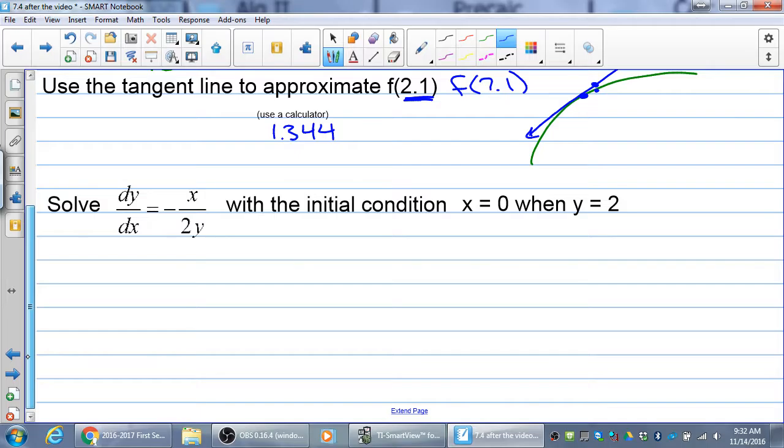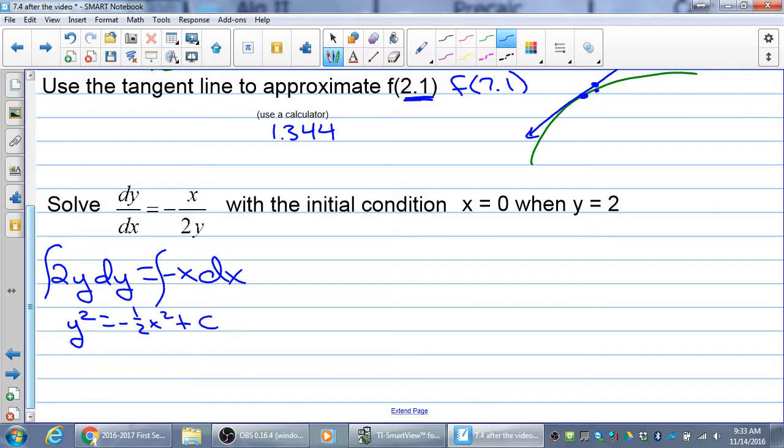Solve the differential equation with the initial condition x equals 0 and y equals 2. To solve a differential equation, we split the differentials and we have y's with y's and x's with x's. We're going back to the original equation. Integrate. Y squared is equal to negative 1/2 x squared plus c. Now they've given us values to find c. 4 is equal to c. So we have x is 0. Now y squared is equal to negative 1/2 x squared plus 4.